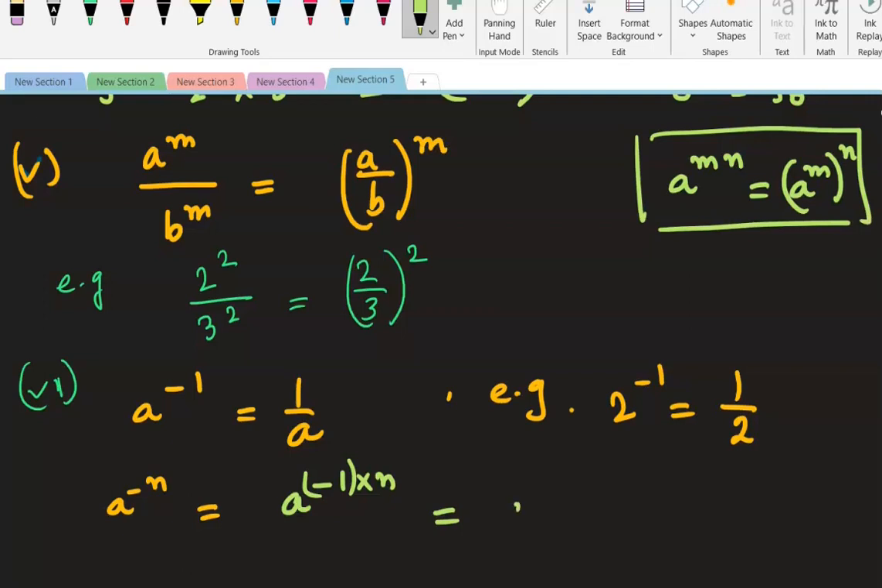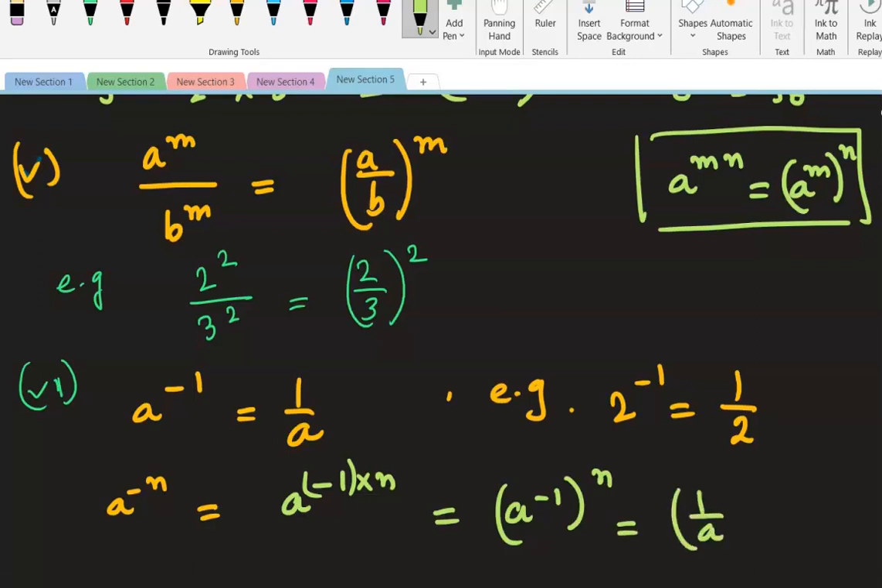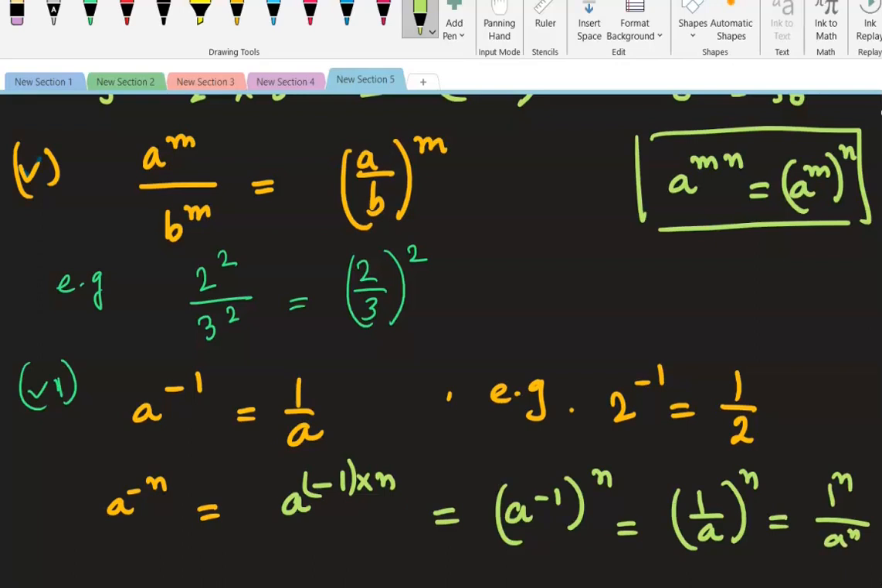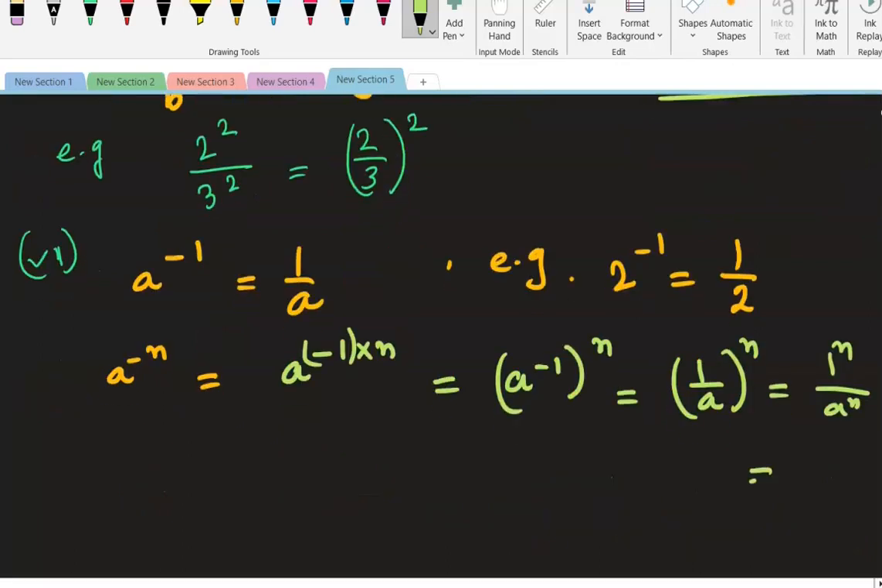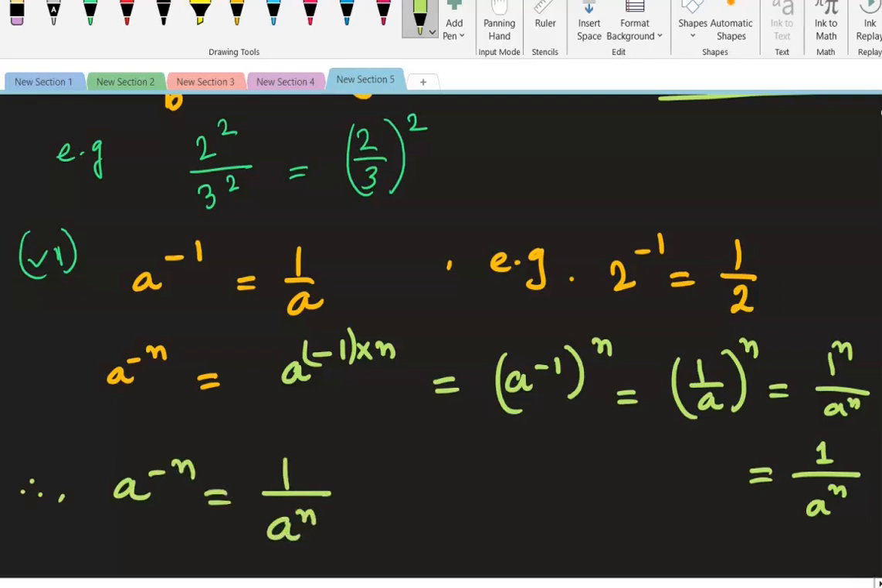So we will write this as a to the power minus 1 whole to the power n. So a to the power minus 1 is 1 by a, and we get whole to the power n. So ultimately we get 1 to the power n by a to the power n, by which law? By this fifth law. And from this, 1 to the power n is only 1, and a to the power n is a to the power n. So ultimately we get a to the power minus n is equal to 1 by a to the power n.